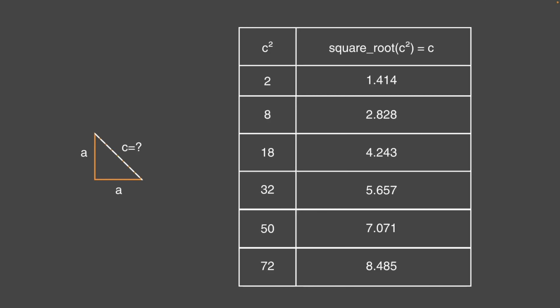Although this is great, this method does leave some gaps in our square root table. For example, what's the square root of 1? Or the square root of 3, 4, 5, 6, 7, and so on. We need more methods to uncover those missing square roots.